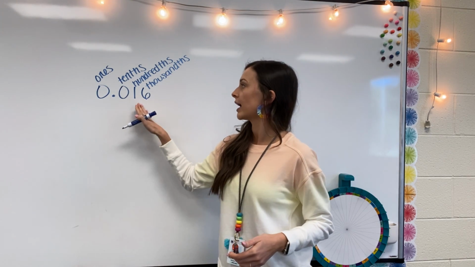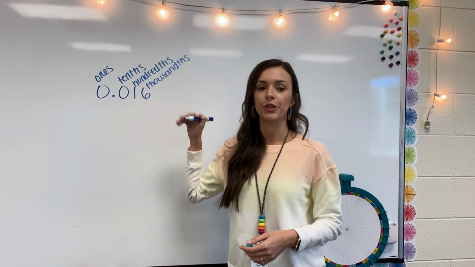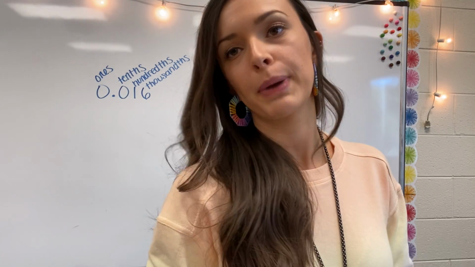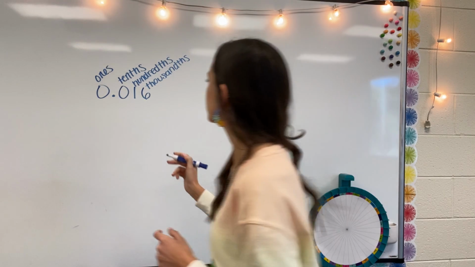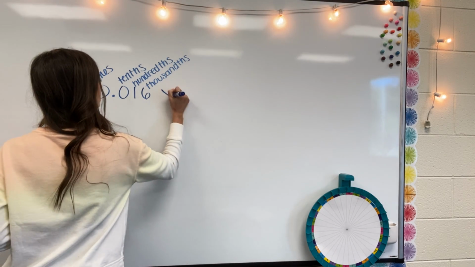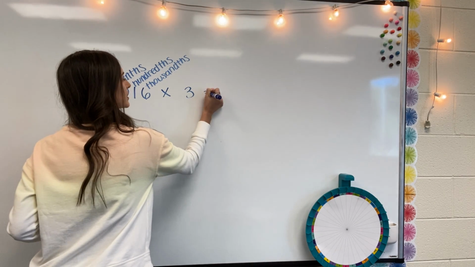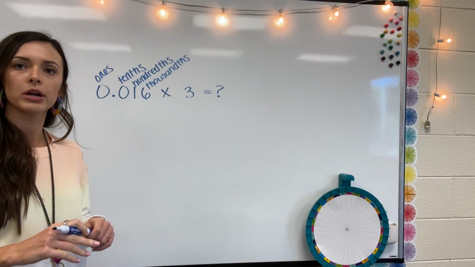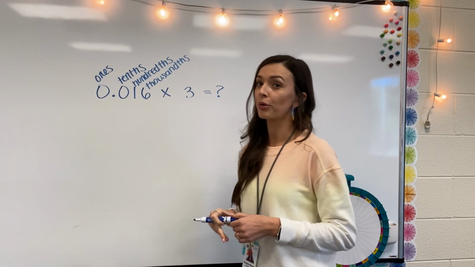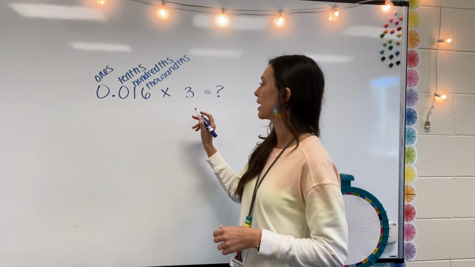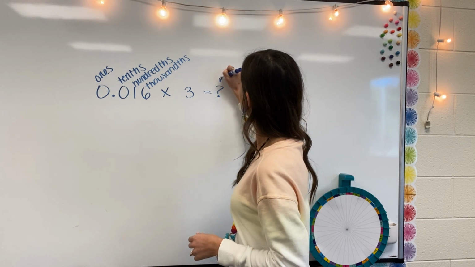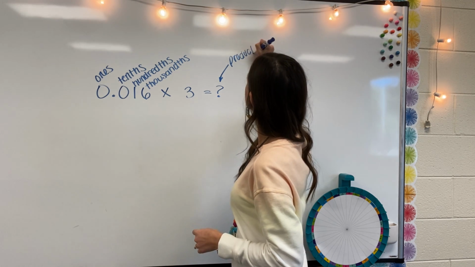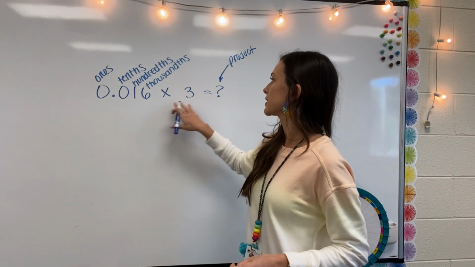So let's say that we have, this is pronounced 16 thousandths, and we are trying to multiply that 16 thousandths by the whole number 3. What is the answer that you get when you multiply called? Do you remember? If you said product, you're correct. So we're trying to find the product of 16 thousandths and 3.